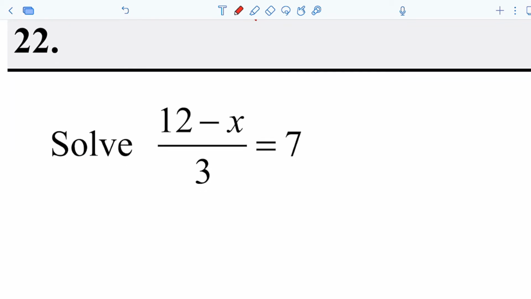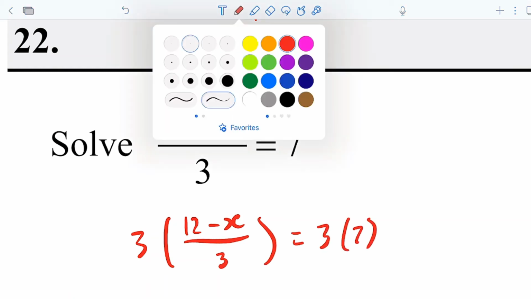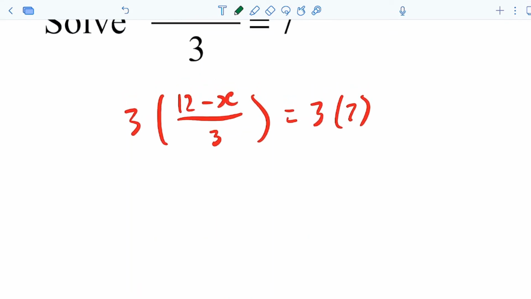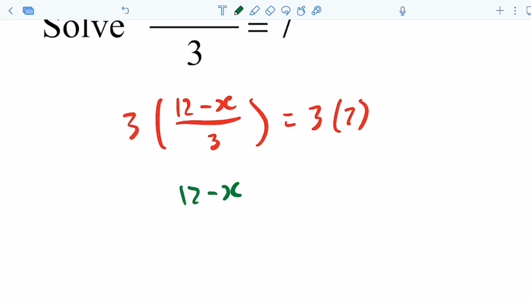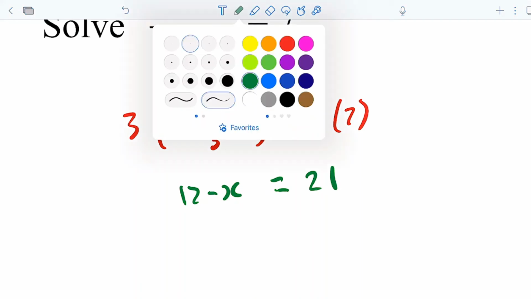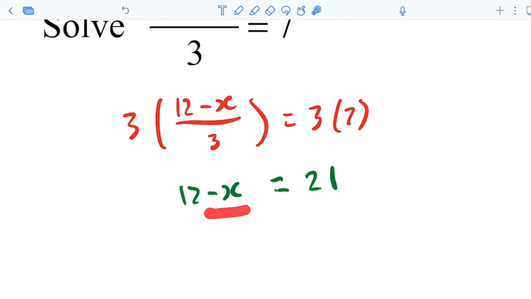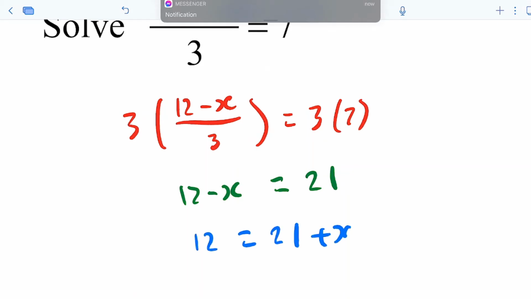Question 22, again, very similar. Once you can do one of these questions, you can do all of them. We just need to multiply everything in the question by 3 this time. So we'll rewrite the question as 3 brackets 12 minus x all over 3 is equal to 3 multiplied by 7. Okay, we then expand the brackets to get 12, take away x, it's now equal to 21. And again we've got a negative x this time, so we're going to plus x to both sides. So we get 12 is equal to 21 plus x, and taking 21 away from both sides we get negative 9 is equal to x.